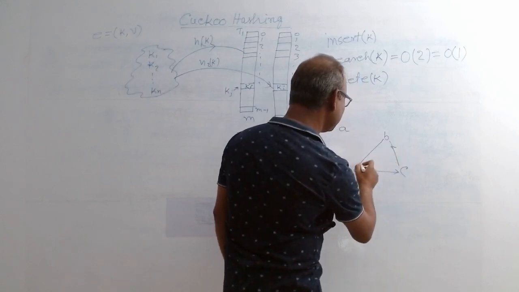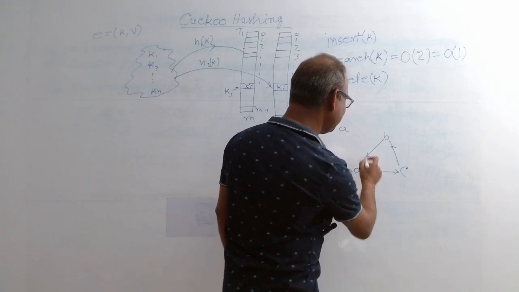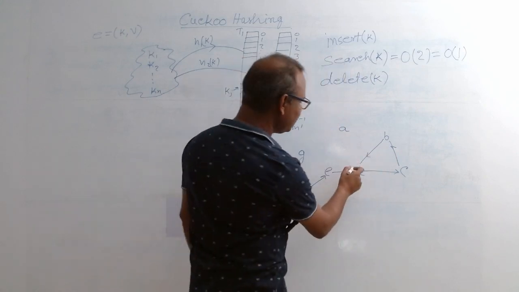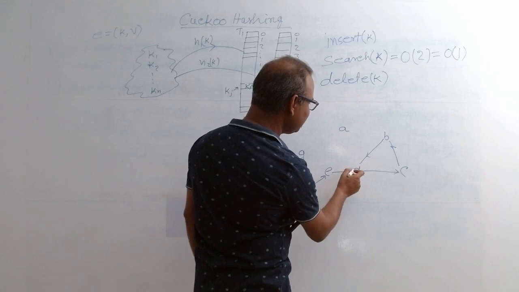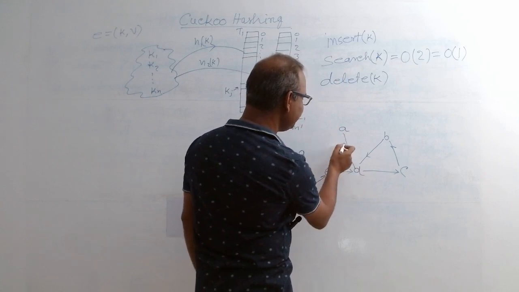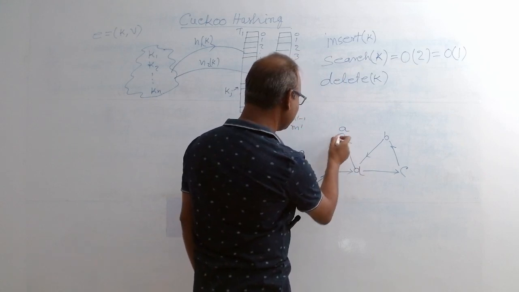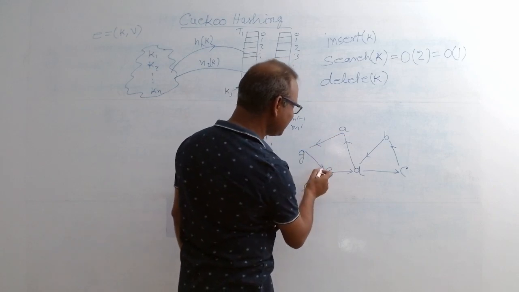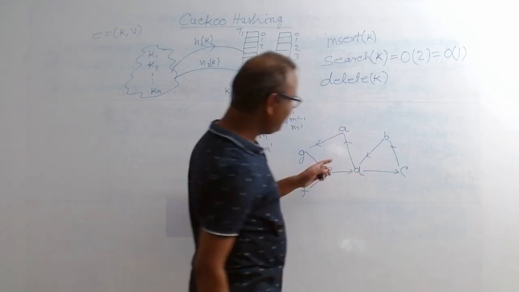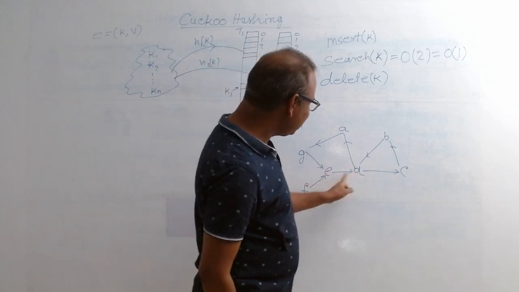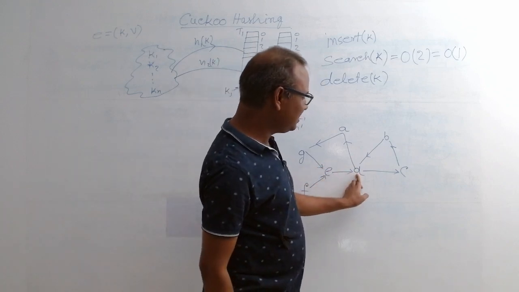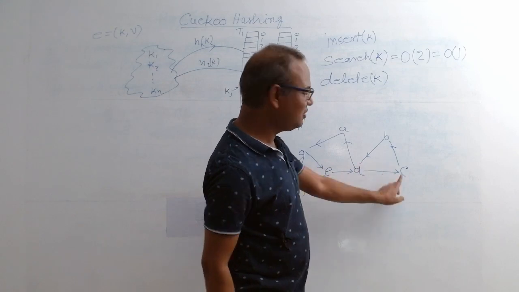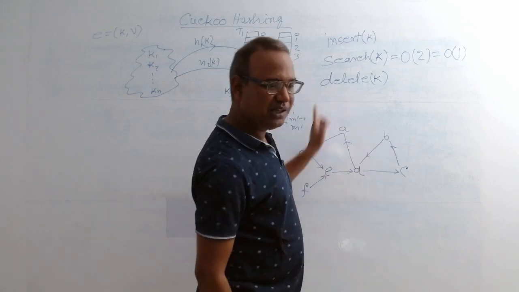B is evacuating and coming to D. D is getting evacuated by B. It is going to A. A is evacuated by G. G is evacuated by E. And then E will evacuate D and D will go to C again. It will be a loop.